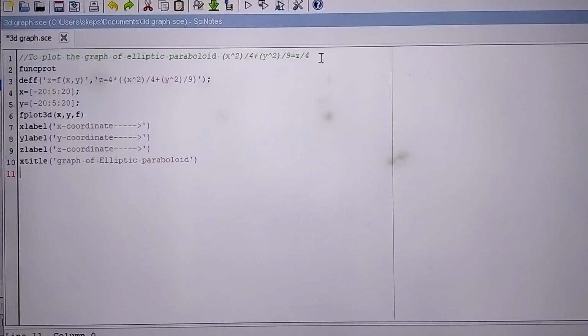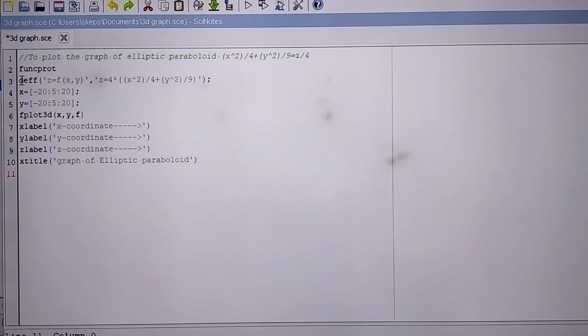Always you have to express the 3D graph in the form of z is equal to f of xy. That means z in terms of x and y. Z will be the dependent variable and x and y should be the independent variables. So you should take 4 to the other side, and clear everything.